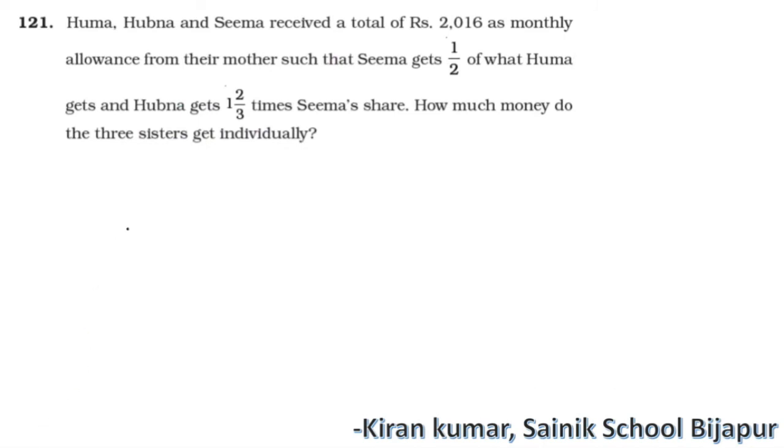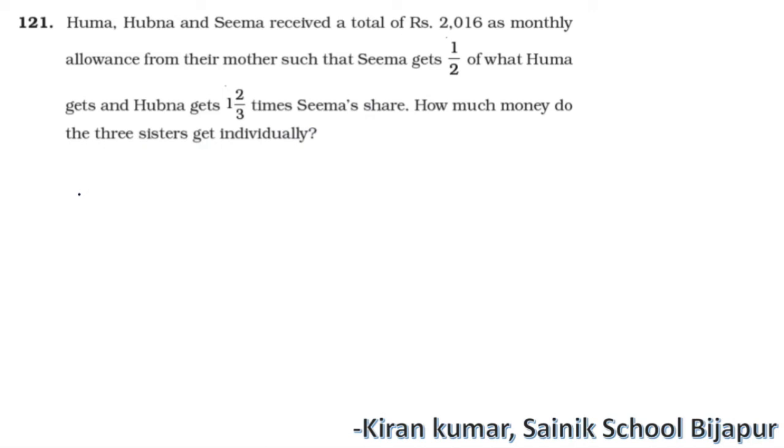Question 121. Huma, Hubna and Seema received a total of rupees 2016 as monthly allowance from their mother, such that Seema gets half of what Huma gets and Hubna gets 1 1/2 times Seema's share. How much money do the three sisters get individually?